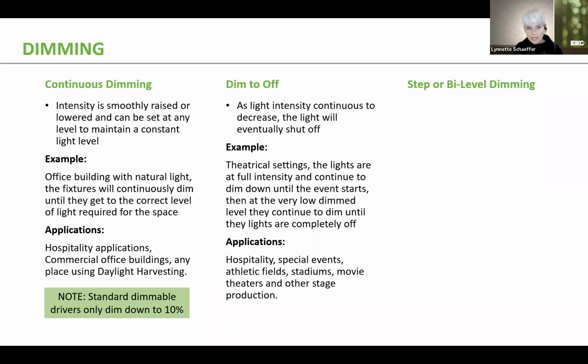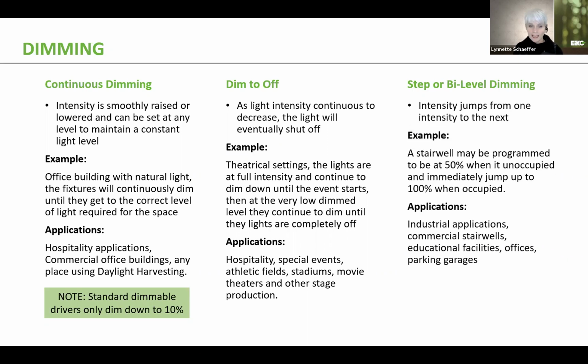Now, step dimming is different from dim to off and continuous dimming in the fact that step dimming is when the intensity jumps from one intensity to the next. So where would you see this? Well, it might be a stairwell. A stairwell may be programmed to be 50% when it's unoccupied, and then you want it to immediately jump to 100% when occupied. You could also maybe see this in an educational setting or maybe a conference room. Or one that's really important is, say, a warehouse when you have aisles and you have forklifts. As soon as that forklift enters the aisleway, you want it to jump to 100% intensity very, very quickly to turn those lights on immediately. So that's the difference between continuous dimming, dim to off, and step or bi-level dimming.